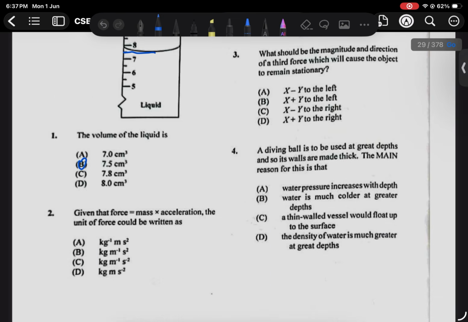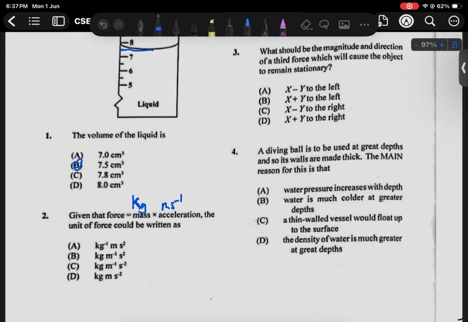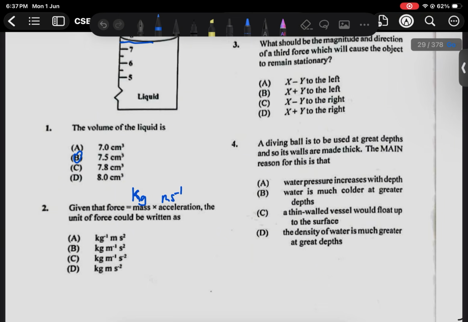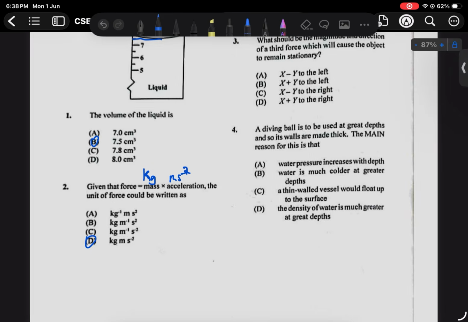Given that force is equal to mass times acceleration, kilograms multiplied by meters per second squared, the unit of force could be written as kilograms, acceleration meters per second squared. So kilogram meters per second squared.